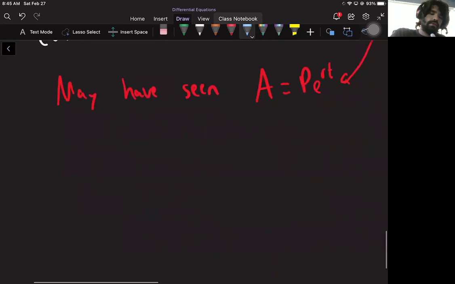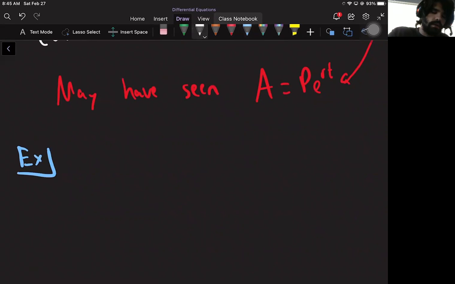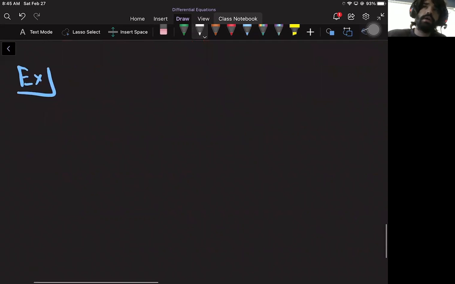So here is the first word problem example. And it's going to take me a while to write it down. So I'll pause it and then I'll pop it in real quick.